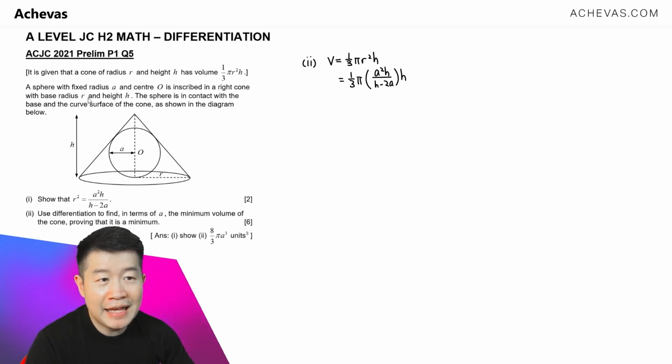And let's not forget that a is a fixed number. So for a squared here, I'm going to factorize it out. So it is going to be 1 over 3 pi a squared of h, multiplying it in.